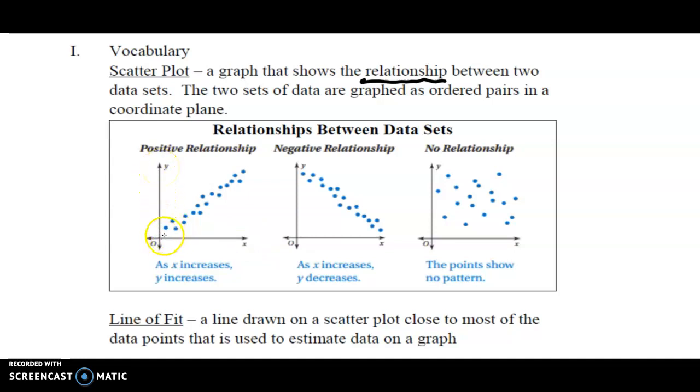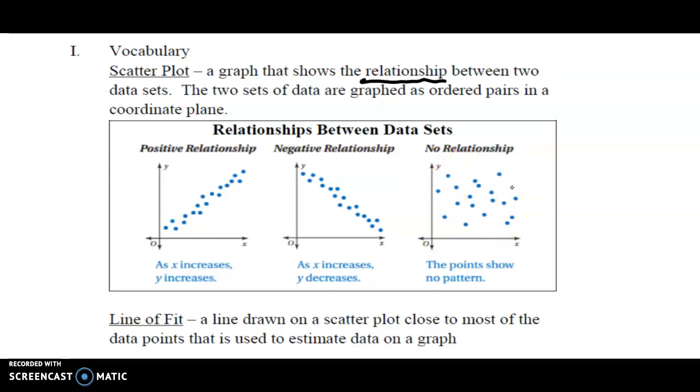If we were to draw a line, it would have a positive slope. And because it would have a positive slope, that makes it a positive relationship. This one here has a negative relationship. It would have a negative slope. As x increases as we go across the x-axis, the y values are decreasing, thus creating that negative relationship. And the last one here is one that has no relationship. The points show no pattern.